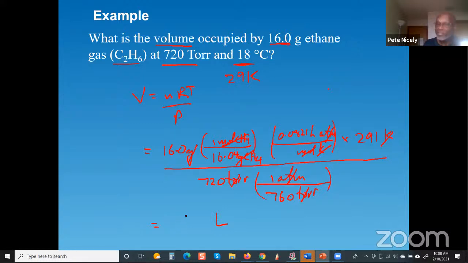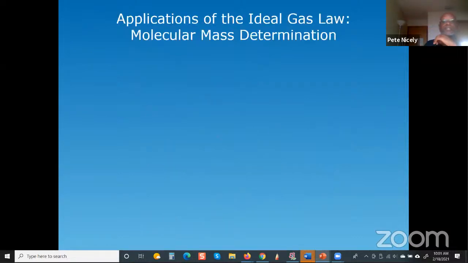Okay, so according to my calculations here, rounded off to 3 sig figs, this is going to be equal to 25.2 liters. All right. So that's basically how that is done. All right. Any questions about this one? Any questions? Any questions?